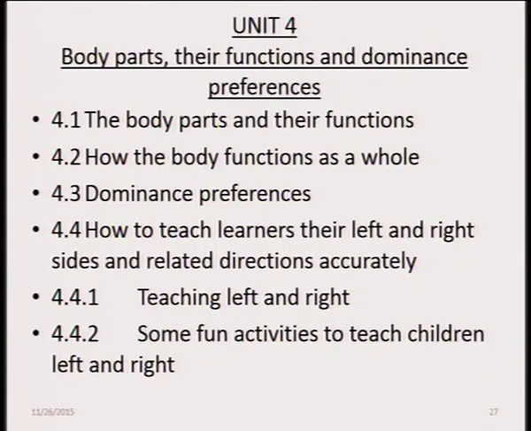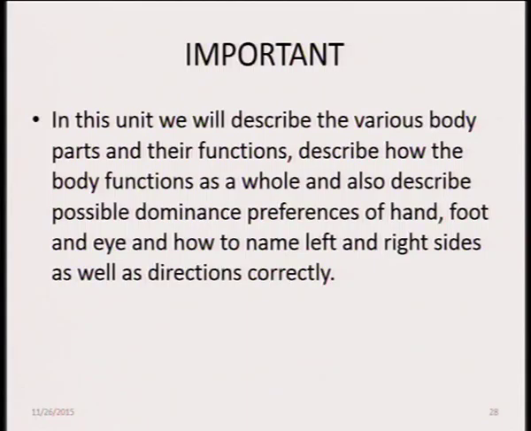Then we come to Unit 4. The body parts, their functions and dominance preferences are discussed here. 4.1 says the body parts and their functions. 4.2, how the body functions as a whole. Then dominance preferences, in other words, does the child use his left or right hand side to do certain tasks. How to teach learners their left and right sides and related directions accurately. Teaching left and right. Some fun activities to teach children left and right.